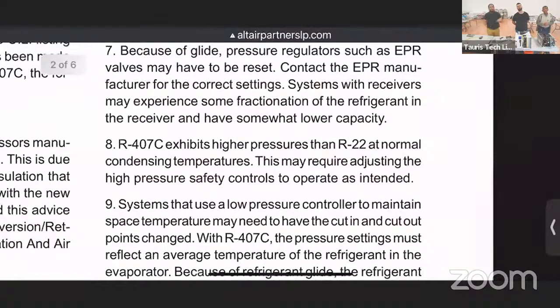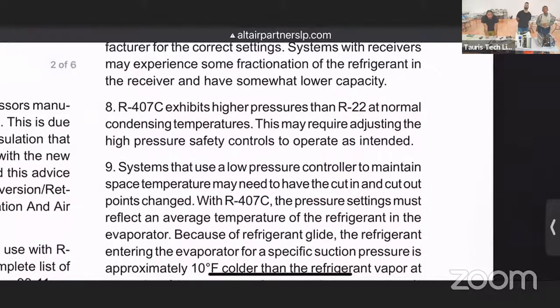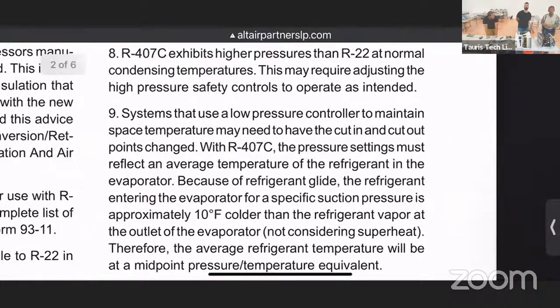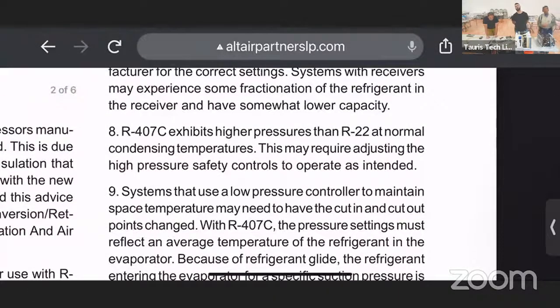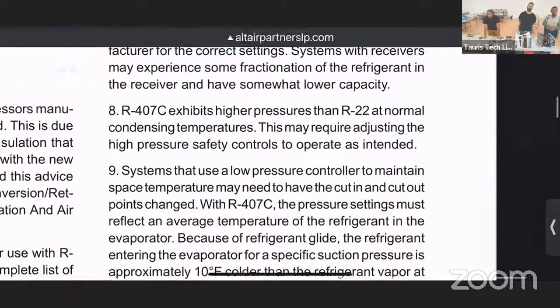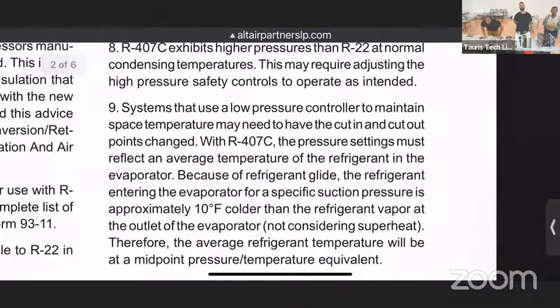So 407C has a higher pressure than R22 at normal condensing temperatures. Remember we talked about our safeties. So you have to adjust your high pressure safety controls, or retrofit a higher pressure valve. If I have a high pressure cutout on an R22 machine and I put 407C in, what's going to happen? It's always going to cut off. So you have to put in a new control or adjust it. If it's adjustable, you can change the setting. Otherwise, it's going to be tripping. Same thing with the low pressure control.